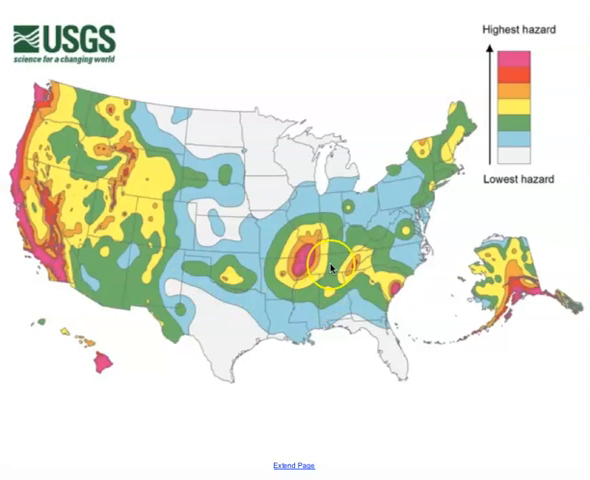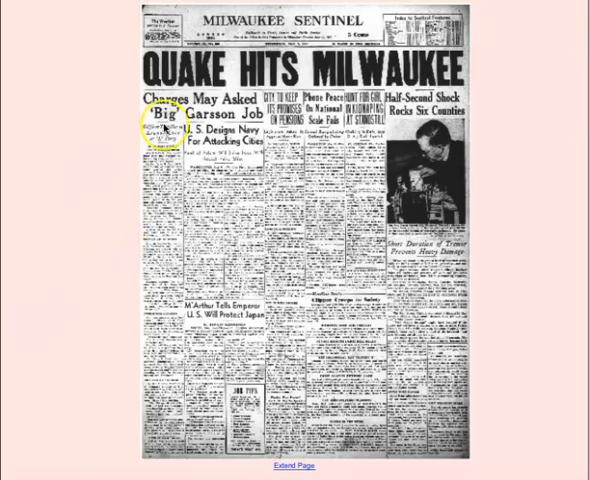So when we look at seismic activity maps, with high hazard and very low, here in southern Wisconsin it's pretty low. So the chances of you waking up tomorrow morning and falling out of bed because of an earthquake are pretty low. But could it happen? Well, here's a clipping: Quake hits Milwaukee. This was published by the Milwaukee Sentinel a long, long time ago. You can see it's an older paper. So earthquakes have hit Wisconsin.